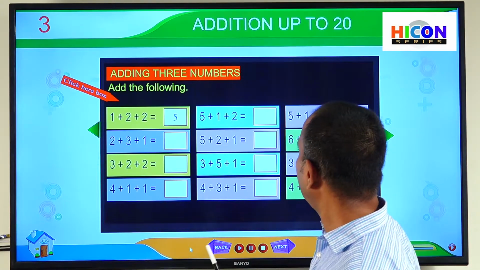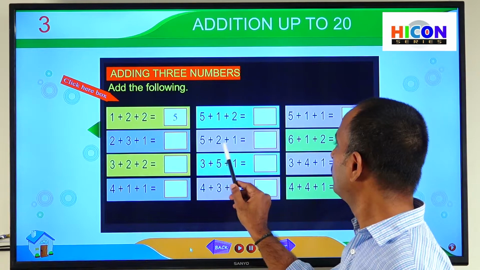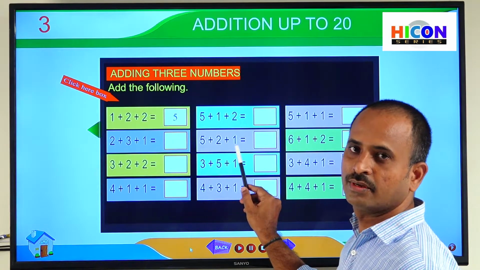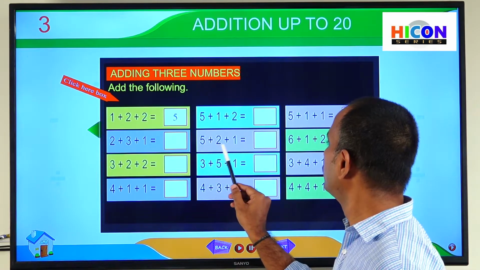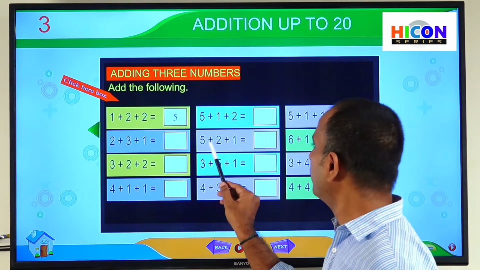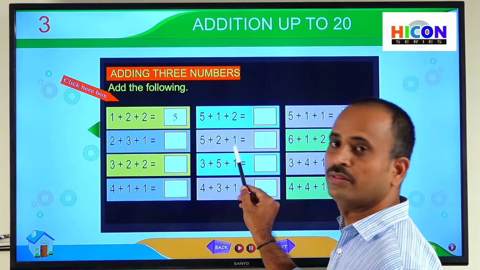So let us see one more example. 5 plus 2 plus 1. So in this addition also there are three numbers given. So 5 plus 2 plus 1. So first add two numbers 5 and 2 and the sum is added to the third number.